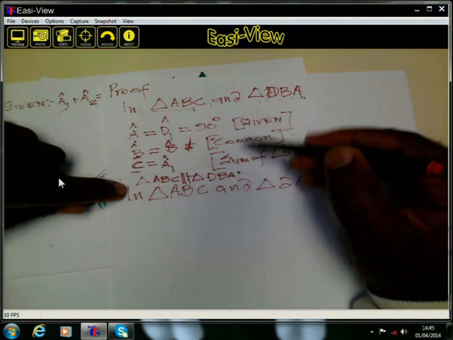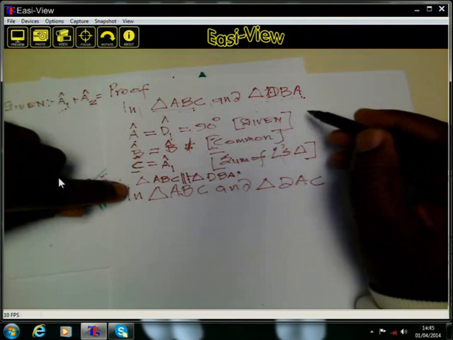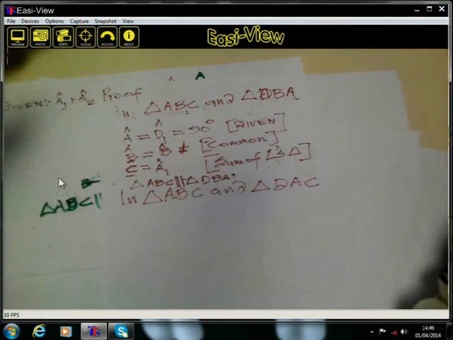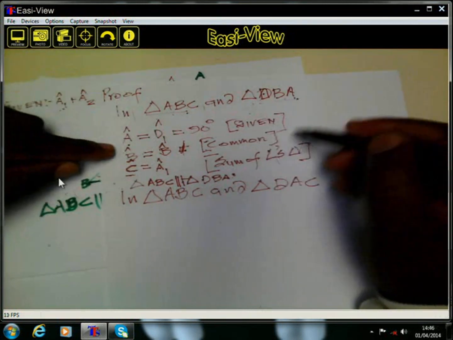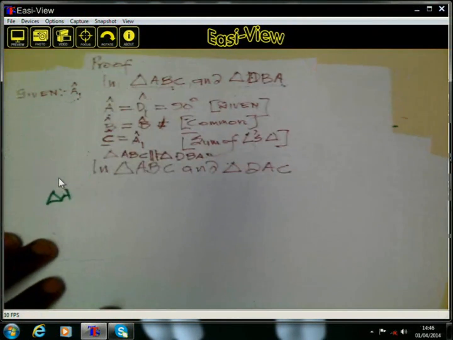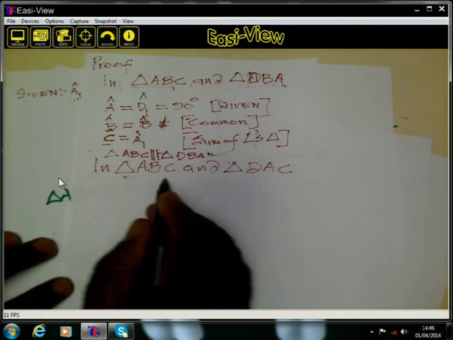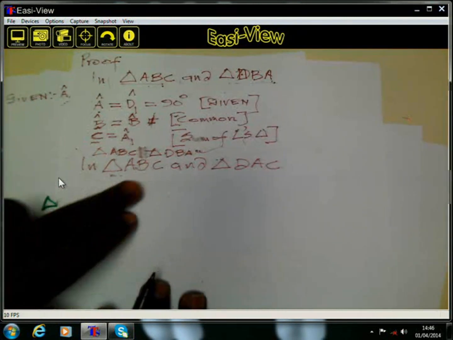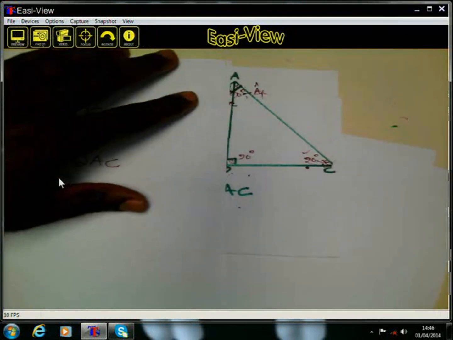This is the first similarity that we come across: the three angles from two triangles are equal, and because of that we can come up with this conclusion. This is the first part of the conclusion. Now let us go to the second proof, wherein we are going to look at triangle ABC and triangle DAC.